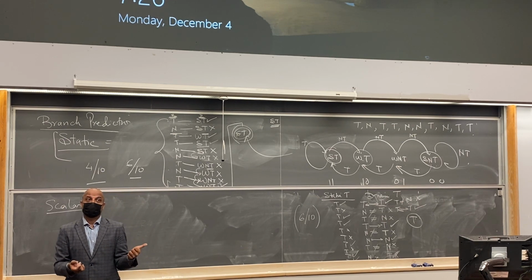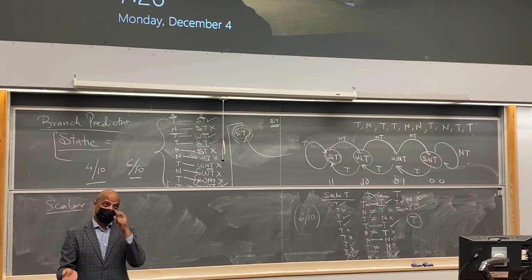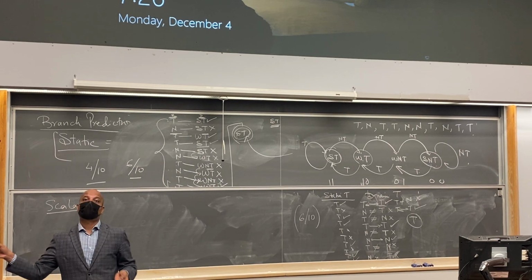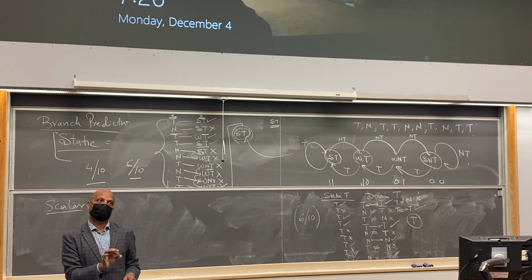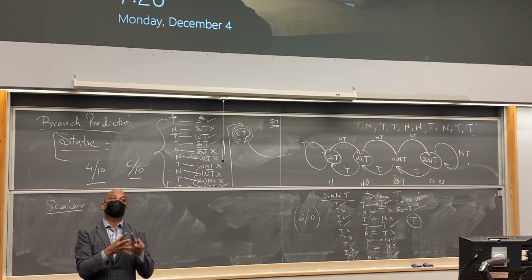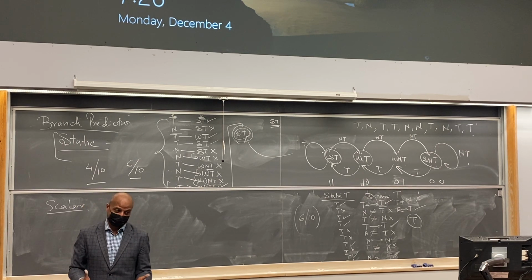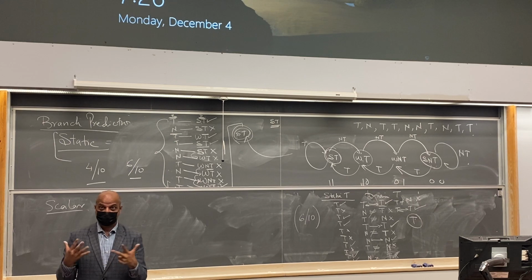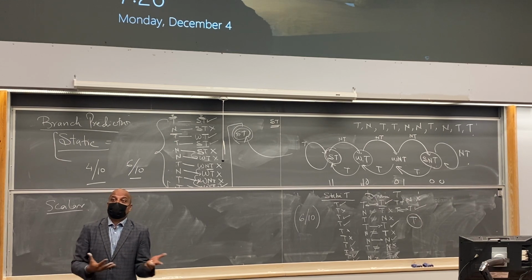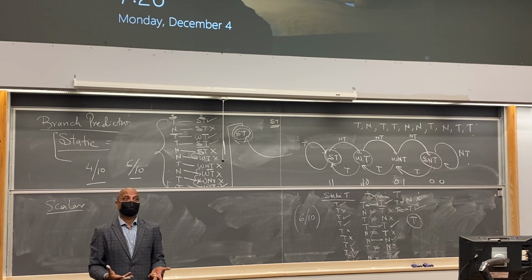Number 1. Number 2, fetching multiple instructions is still ILP, instruction level parallelism. One program will be executed fast. So how does that work? You all have heard something called multi-core.